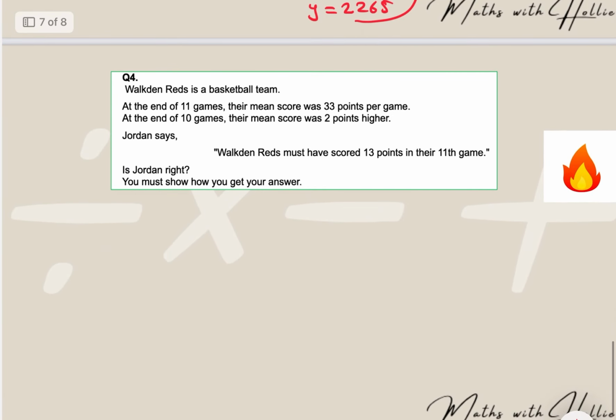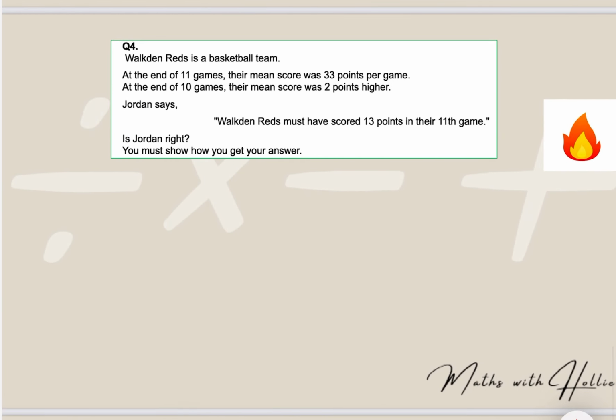Right, the next question, we can set them up really similar. So I'm going to answer these a little bit quicker. So in this question, we have a basketball team. And it says they played 11 games and their mean score was 33 per game. So I'm going to use X again. So that means they added the 11 games together. When they divided by 11, they got 33 points per game. That was their average.